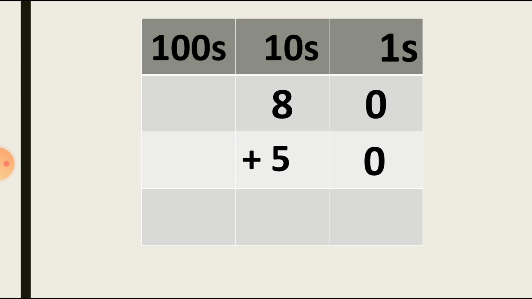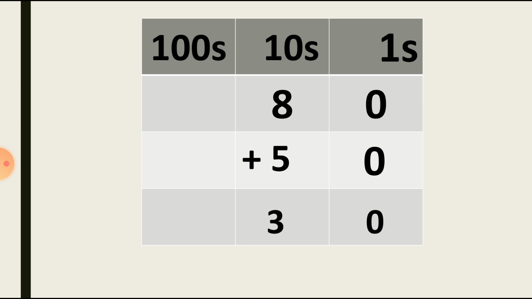Let's start with the ones column, as I told you, on the right side, and then move to the left side. Here is the ones column, which is 0 plus 0. So students, 0 plus 0 is equal to 0. We can write 0 under the ones column. After it, let's move to the tens column. Here at the tens column is 8 plus 5. How much is 8 plus 5? 8 plus 5 is equal to 13.